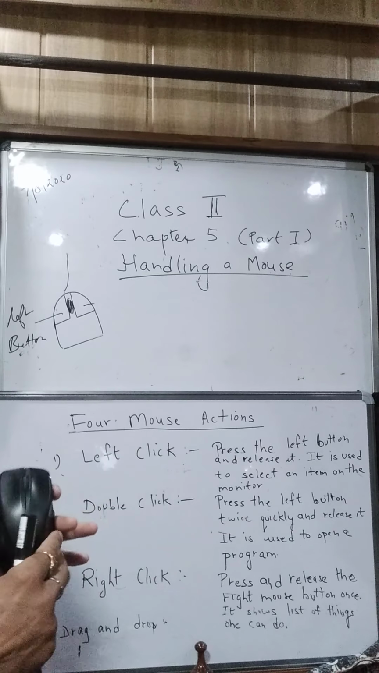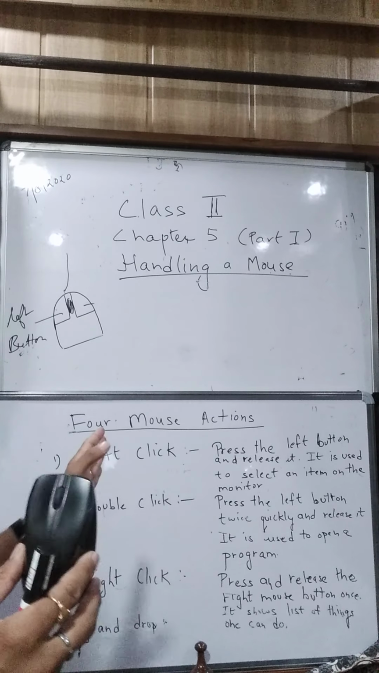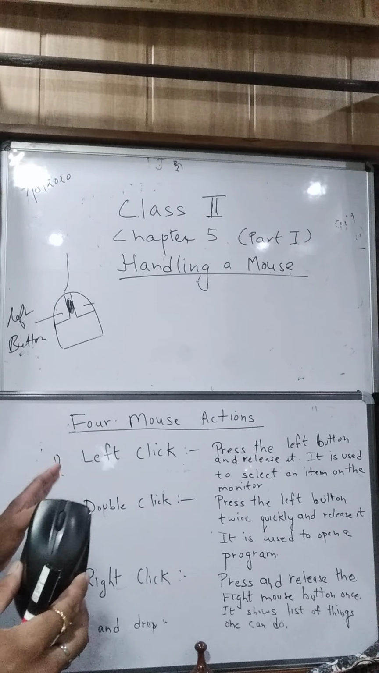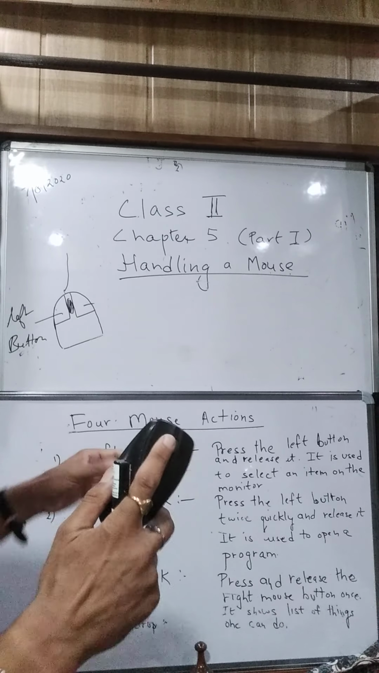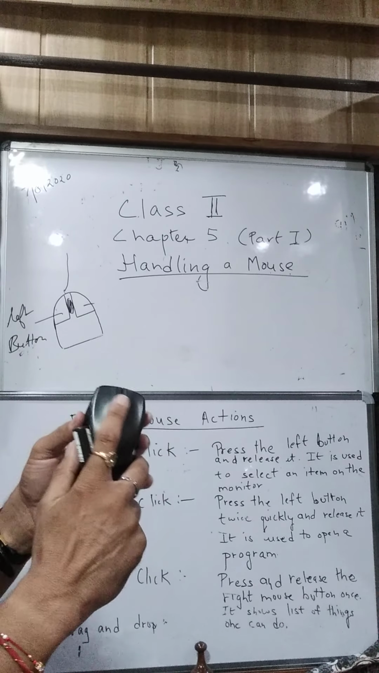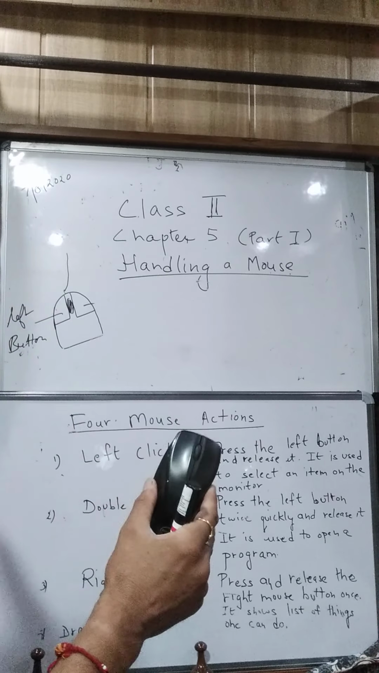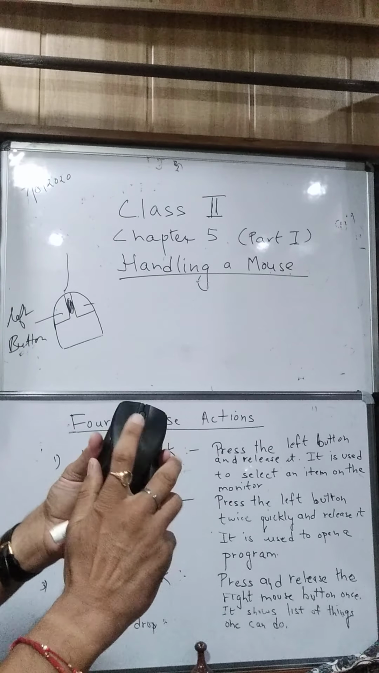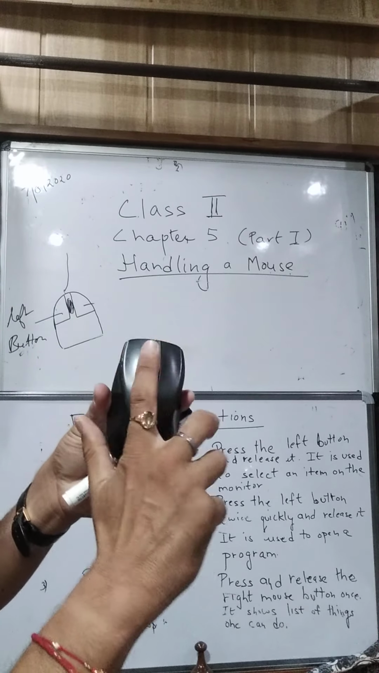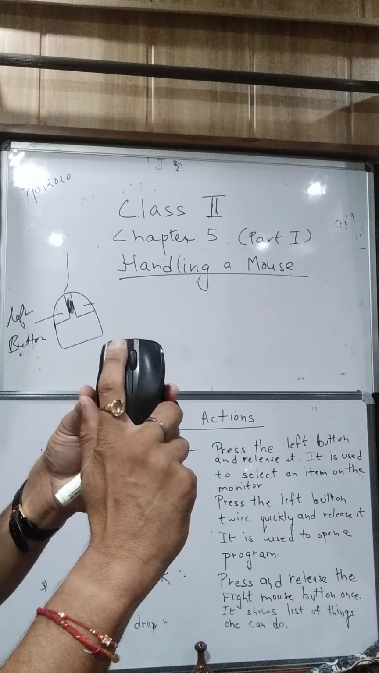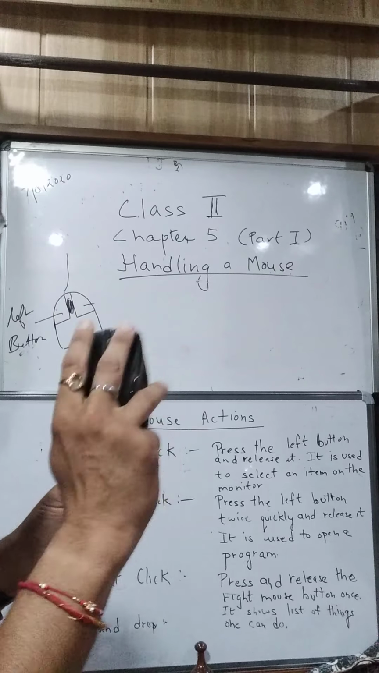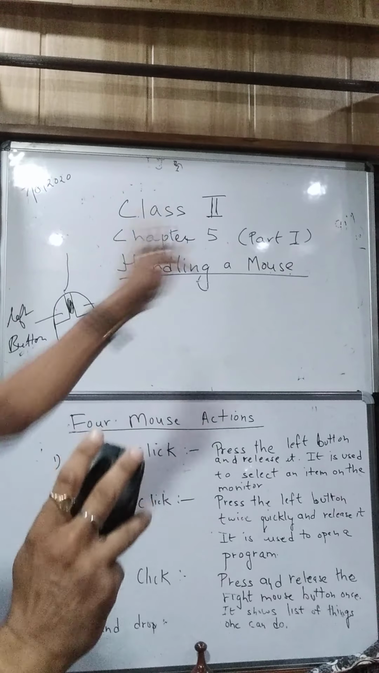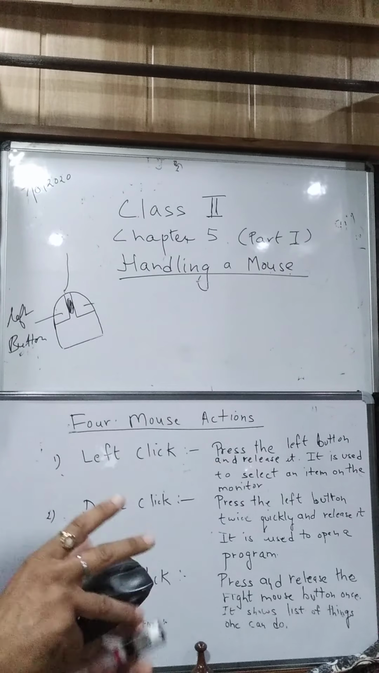Now, a mouse has 4 actions. You can do 4 actions with a mouse. One is left click. You press the left button, which is towards your left side. This is how you hold the mouse: the index finger goes here, and you put it on a mouse pad. I'm holding it like this. In the second part, I will keep the mouse on the mouse pad.